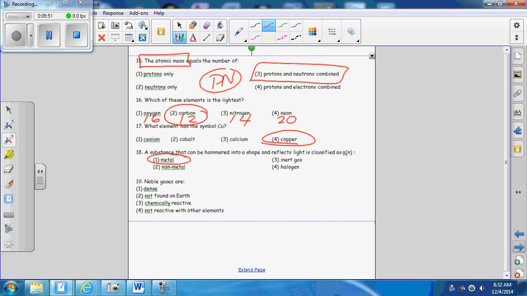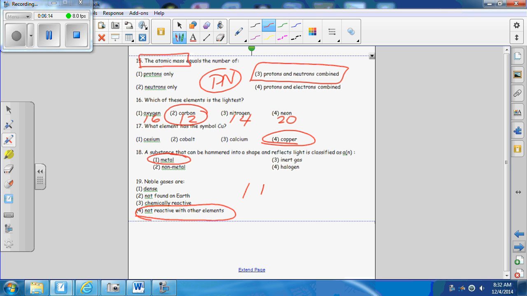Noble gases are what? Noble gases are group 18. We know this already. They have full valence shells, so therefore they are what? Michael Jordan, you don't want to answer? That's you in the back, Michael Jordan. And 4 is correct. They're not active with other elements.